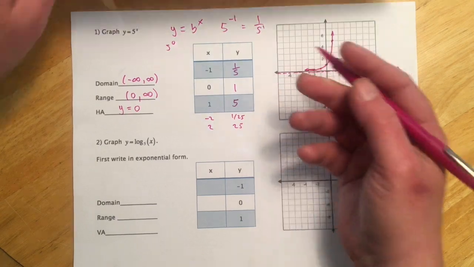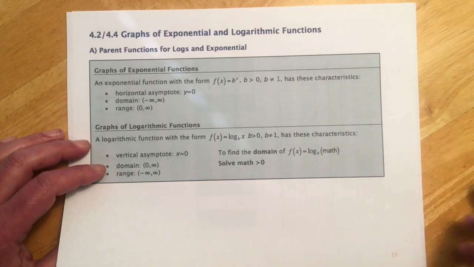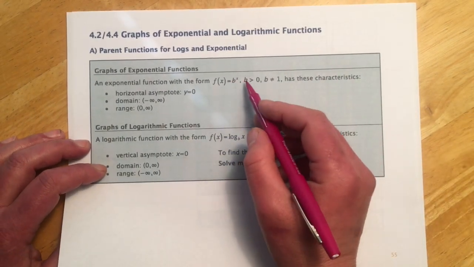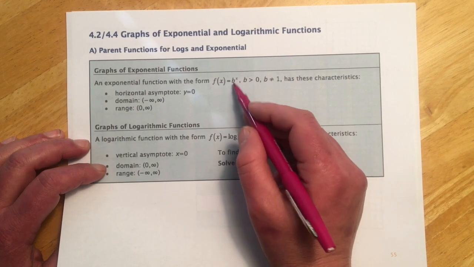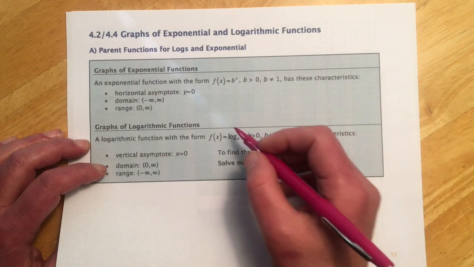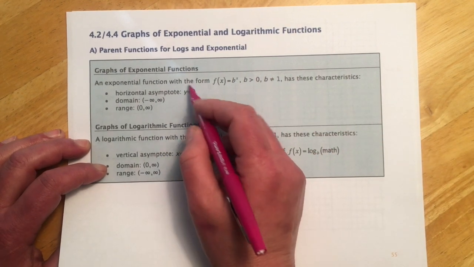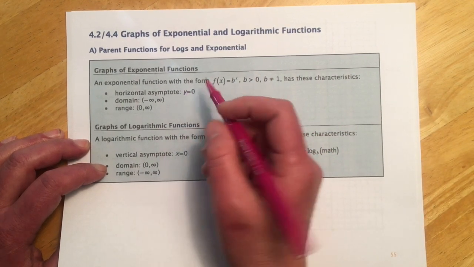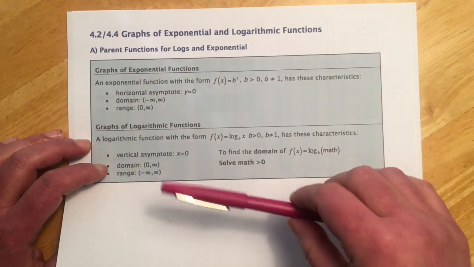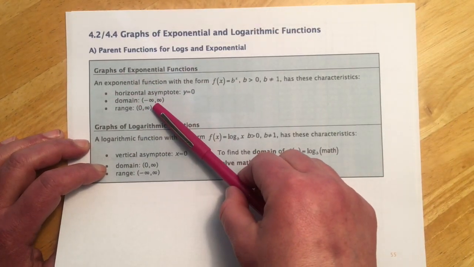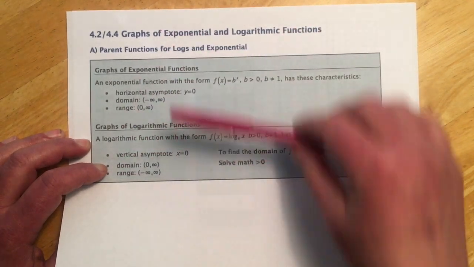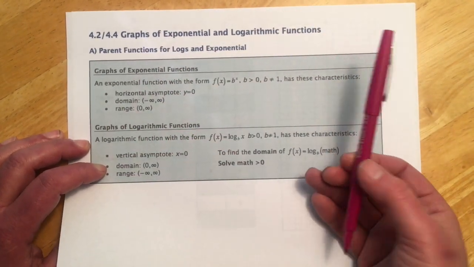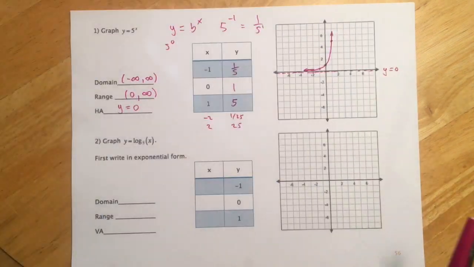So coming back here, what we just saw was, here's our form. B can't be 0 because that's not meaningful, and if b was 1, it would just stay 1 the whole time, so also not very exciting. We're always going to have this horizontal asymptote of y equals 0, other than when we get up and down shifts. Domain, always -infinity to infinity, and the range is going to follow the asymptote with those up-down shifts here in a second. So then let's do a logarithm.